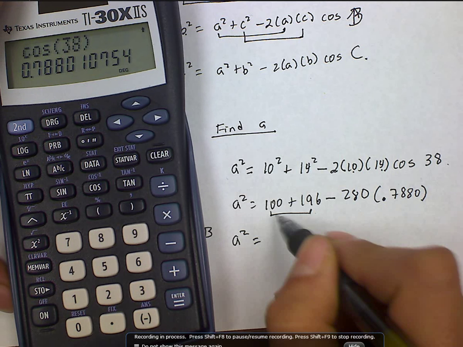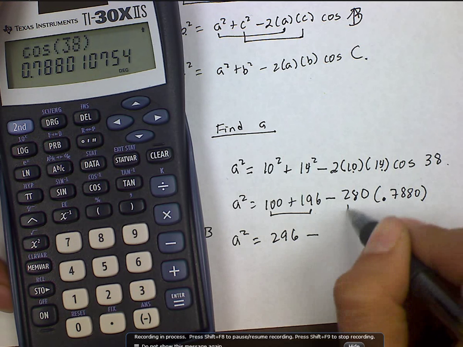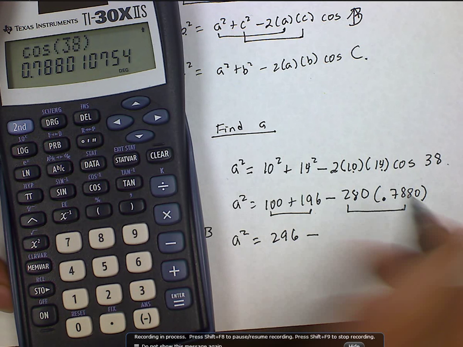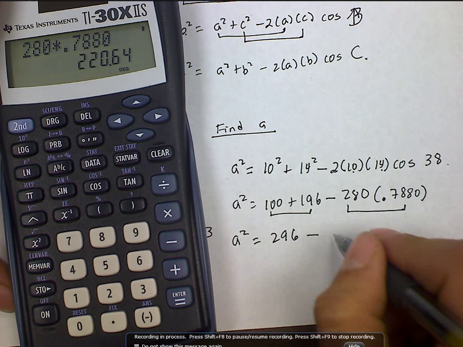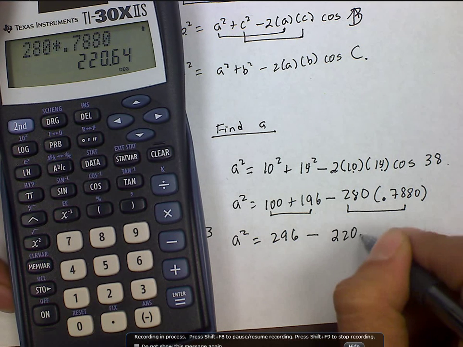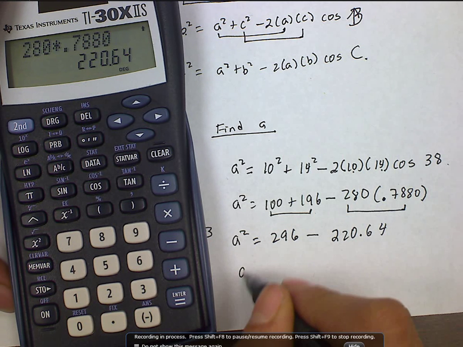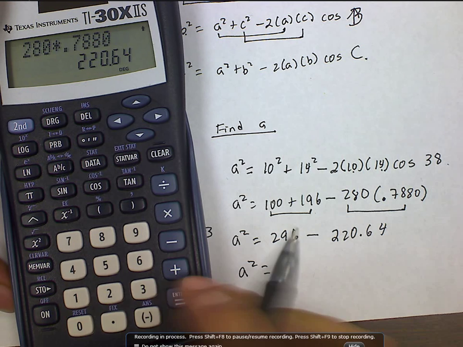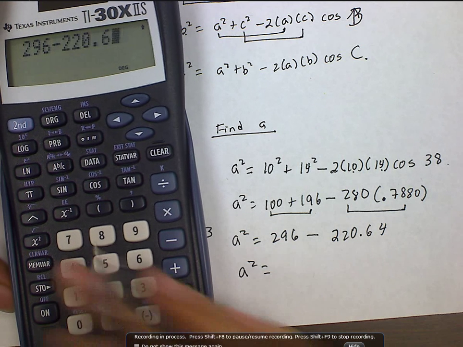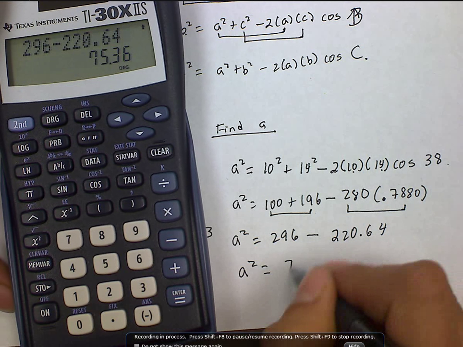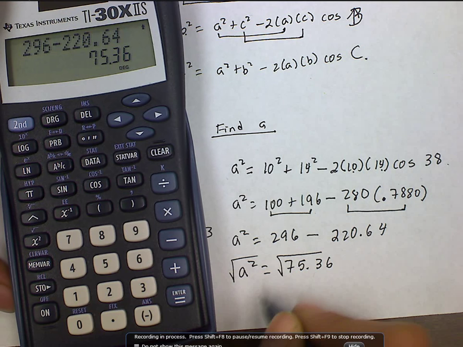Okay, so now we can add these two right here since it's not affecting the product. So that is 296. Then minus, I need to multiply that, so it's 280 times 0.7880. That gives you 220.64. Now we can subtract that: 296 minus 220.64, and you get 75.36. So you take the square root of that, and then you get A.